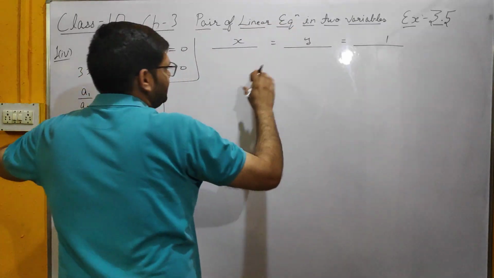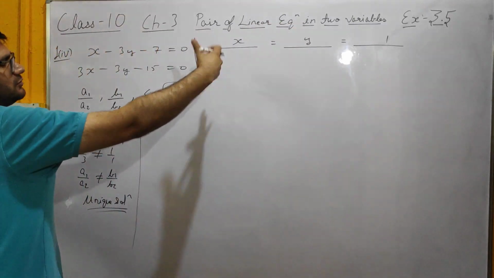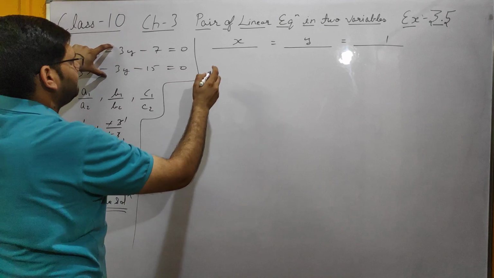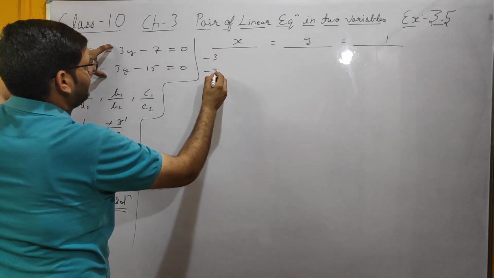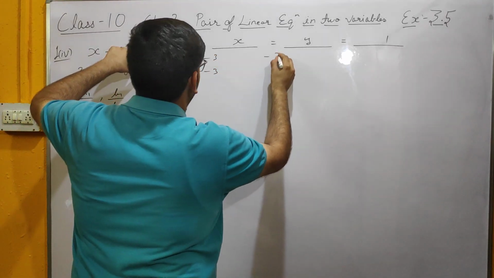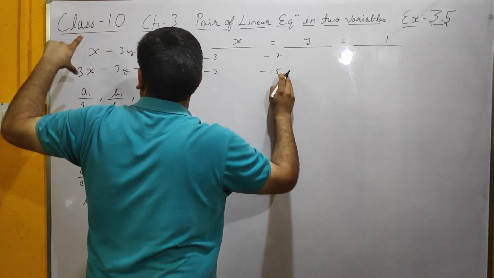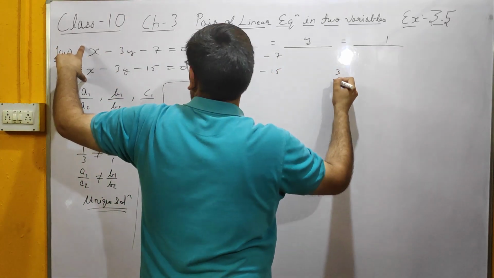Okay, now B, C, A, B. You can write, I am just doing from the next step. B, then C, then A, then B.